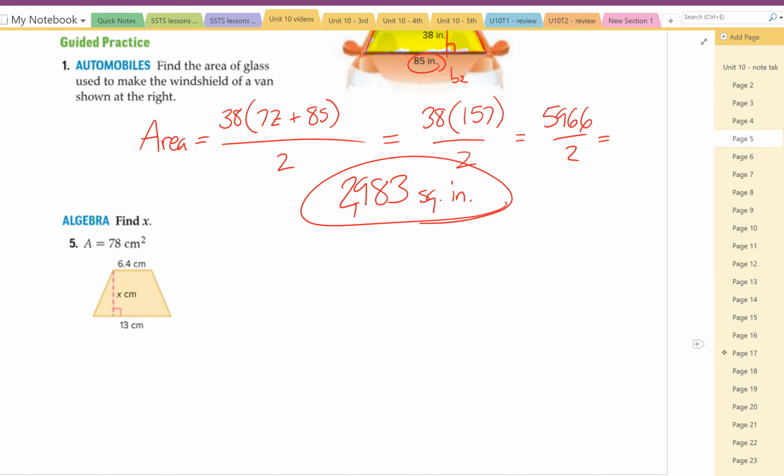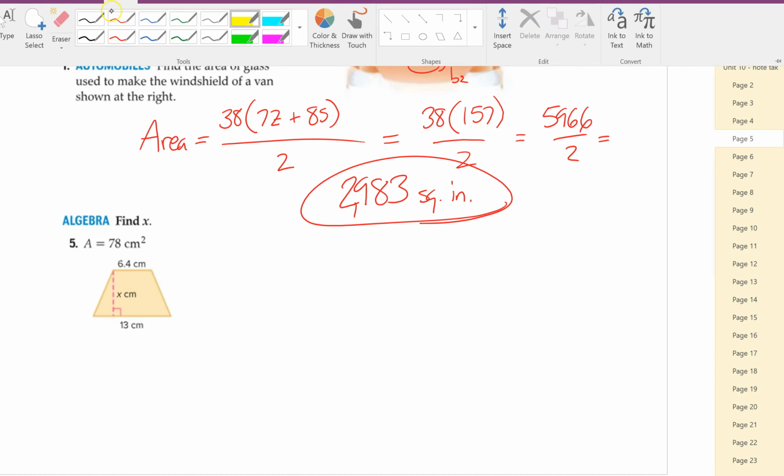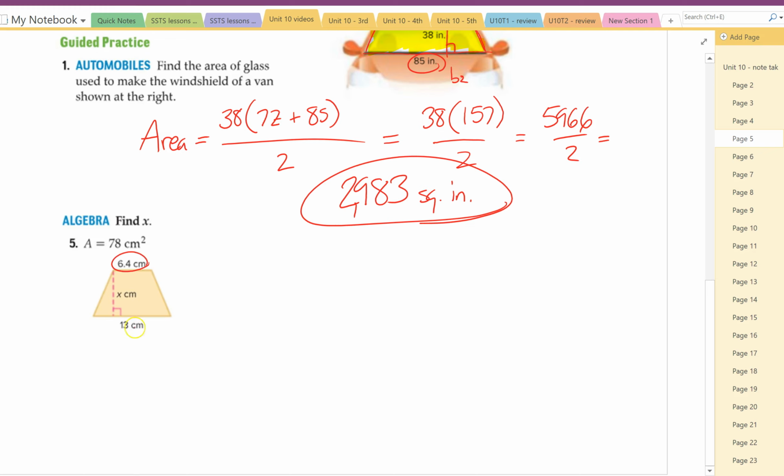Next one, you can see here that it gave me the two bases, but it did not give me the height. It's given me an X for the height right now. The other thing it gave me in the problem itself is the area. So let's think about this. What it's actually wanting me to find is X. It wants to know the height of this trapezoid, in other words. So instead of solving for A, or area, we're going to solve for X, which is just H.